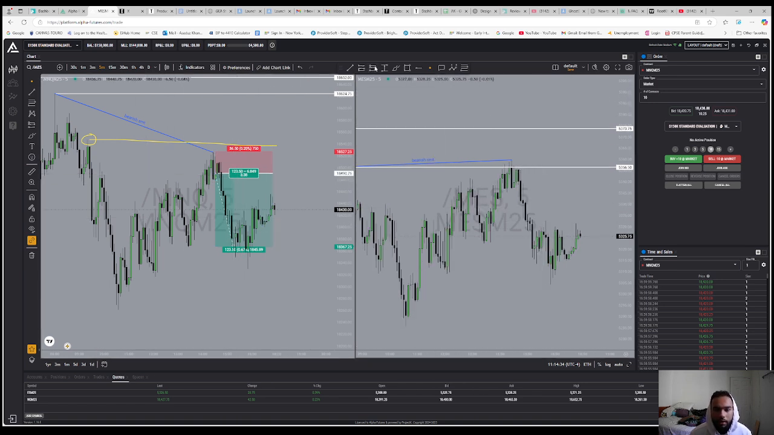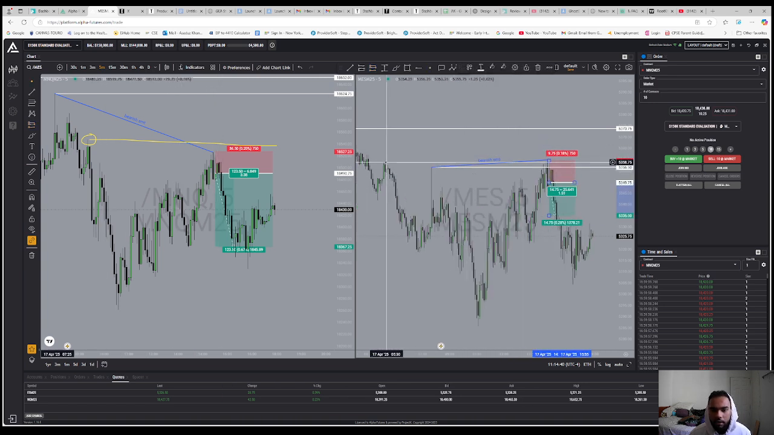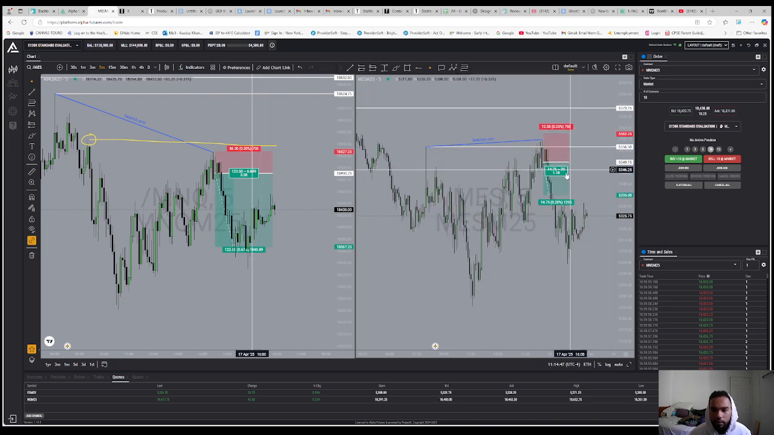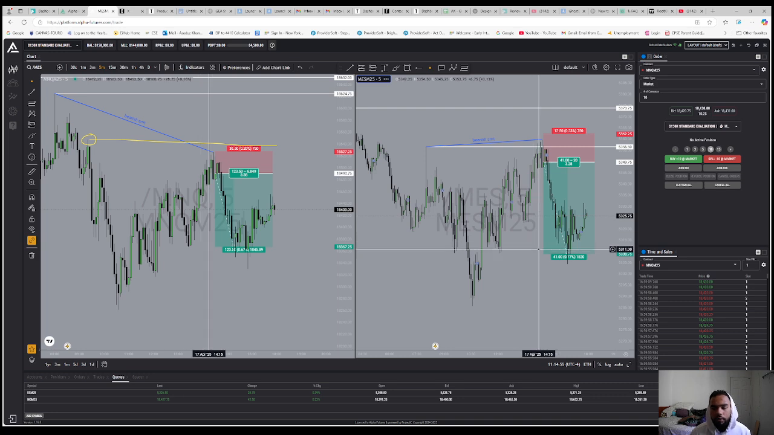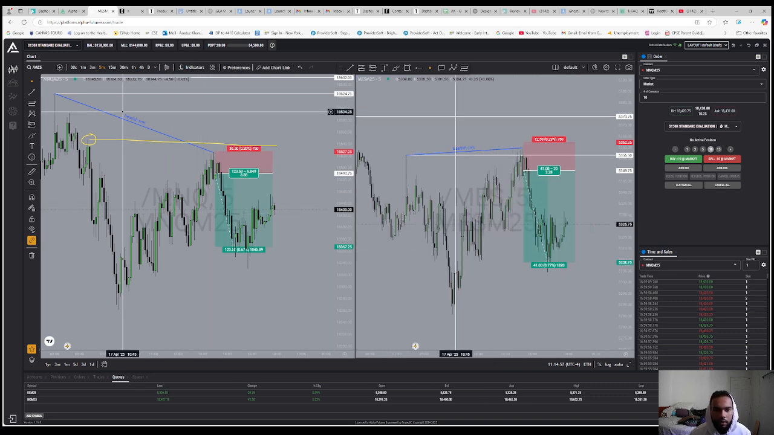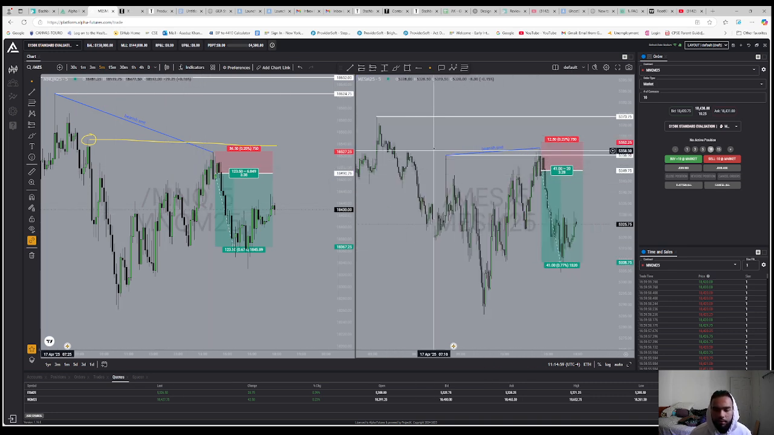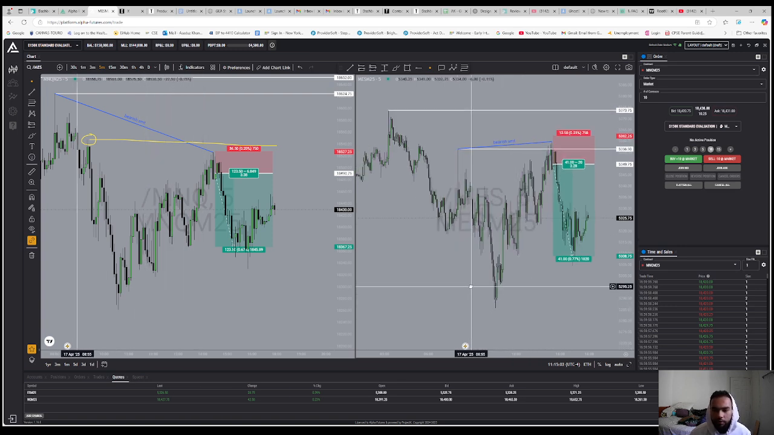Same thing with MES. If you enter here, put your stop loss at the high of the SMT, or I could put it at the high of this liquidity right here. So maybe risking 10, 12 points to make a bunch, targeting internal liquidity. So target up to here, you're risking 12 points to make 41 points. That's how you catch a bearish SMT at the top. At the top is always bearish SMT, at the bottom is always bullish SMT because you're catching a reversal.